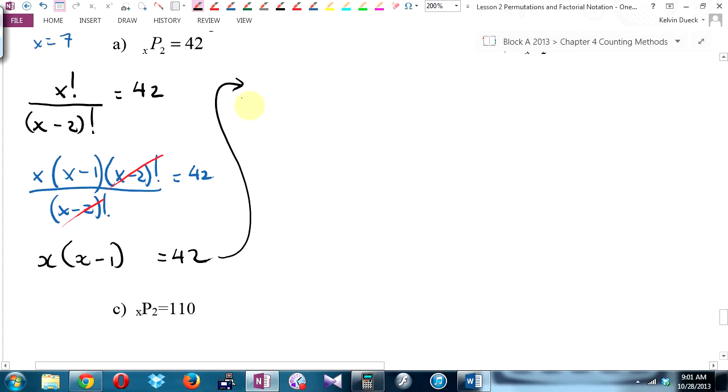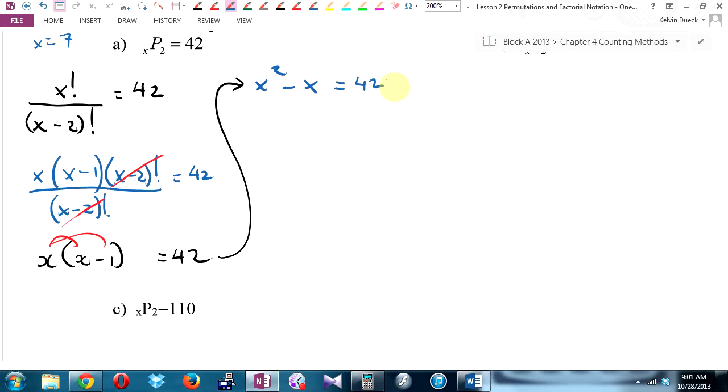I'm going to get rid of brackets. I'm going to go chunk, chunk. When I do that, I'll get x squared minus x, because x times x is x squared. x times negative 1 is negative x. That equals 42. Yes? What kind of an equation is that? It's a quadratic. How do I know? It's got a squared. How do I solve a quadratic?